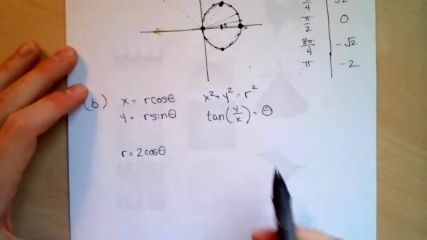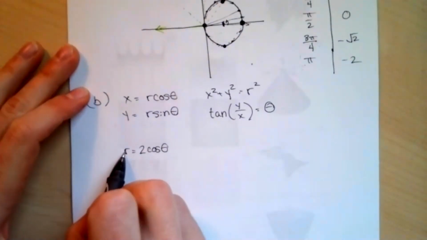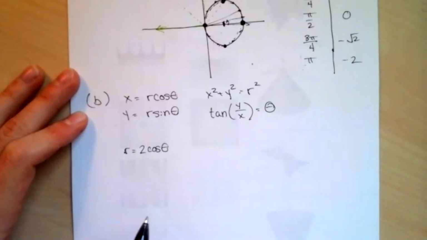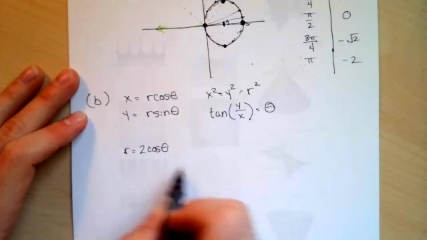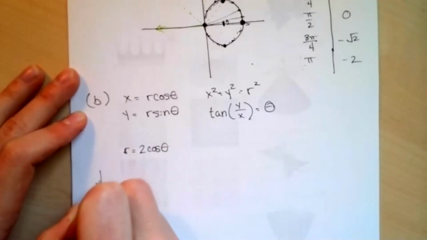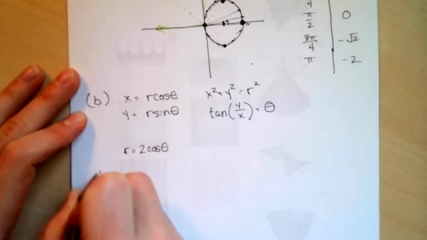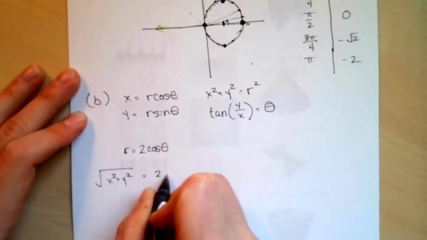So let's just keep it as it is and do the official process. Our r, of course, when we take a square root, is only giving a positive square root. Let's go ahead and try that. So our r, let's write as square root of x squared plus y squared equals 2 cosine theta.